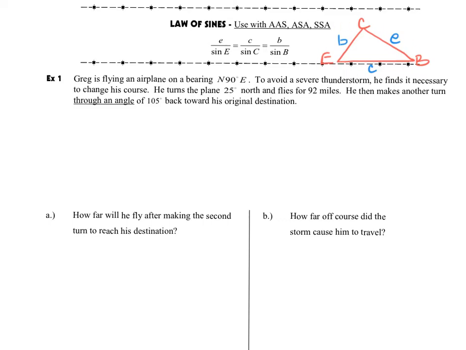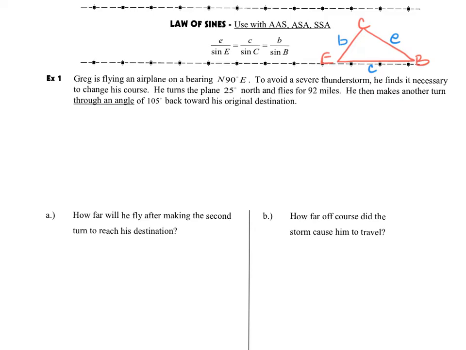So what law of sines tells us is that within a given triangle, so my triangle here is ECB, the ratio of any side measure divided by the sine of the angle across from it will remain consistent throughout the triangle. So E divided by the sine of E is equal to side B divided by the sine of angle B and side C divided by the sine of angle C. That ratio will remain consistent throughout the triangle.